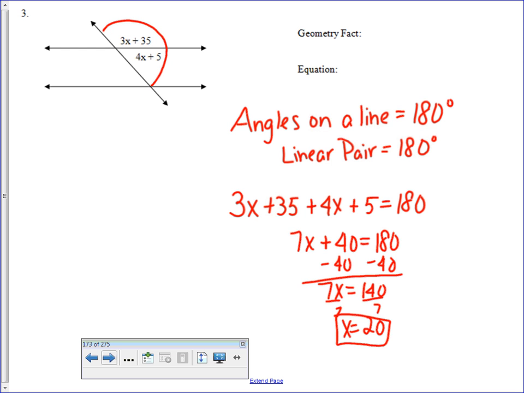When I substitute that back into my equation, 4 times 20 plus 5 is 85. 3 times 20 plus 35 is 95. Let us do our check. 95 plus 85, do I get 180? And I do. So I know that that is correct.